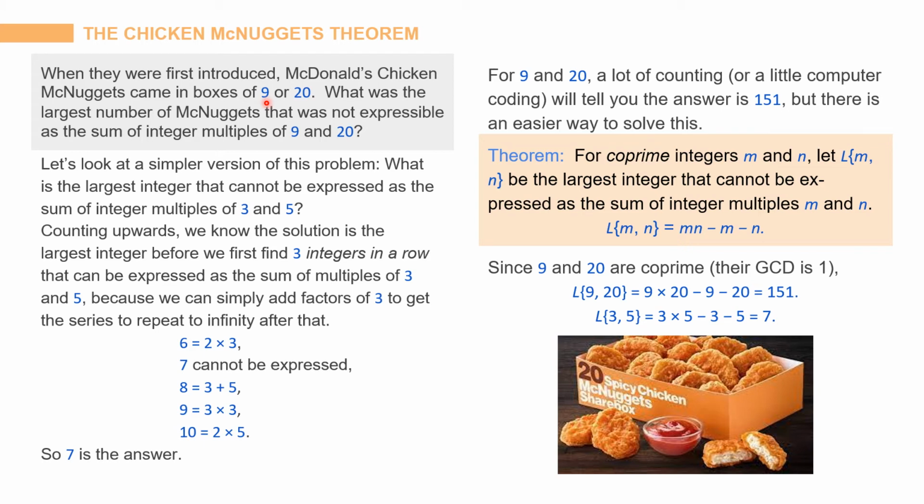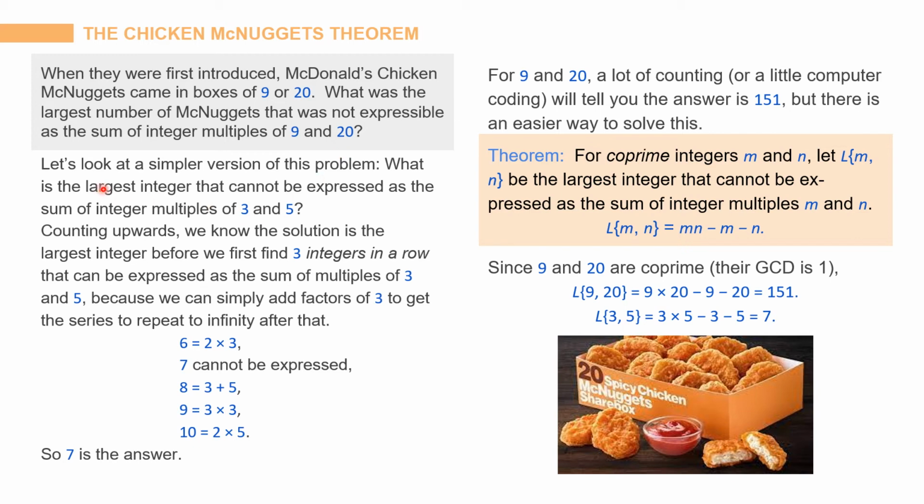So, suppose, going back to this example, McNuggets came in boxes of 9 or 20. What was the largest number of McNuggets that was not expressible as the sum of integer multiples of 9 and 20? So in other words, what number, once I was greater than or equal to that, I just knew that I could take some number of boxes of 9 and some number of boxes of 20 and always achieve that number of McNuggets. That's going to be hard to do in our head. So let's look at a simpler version of the problem.